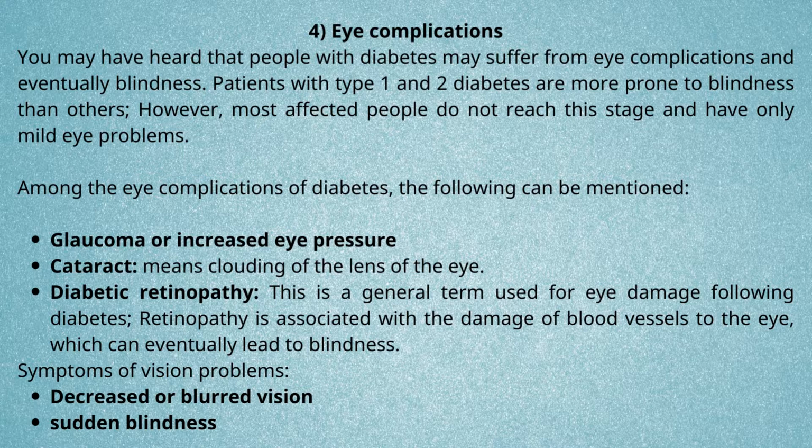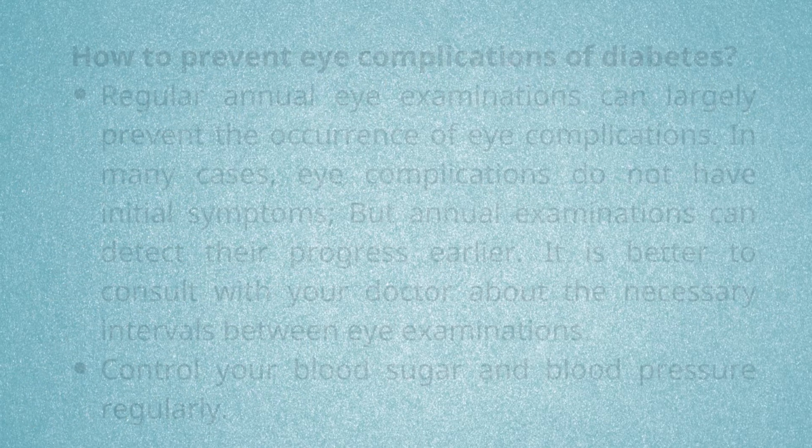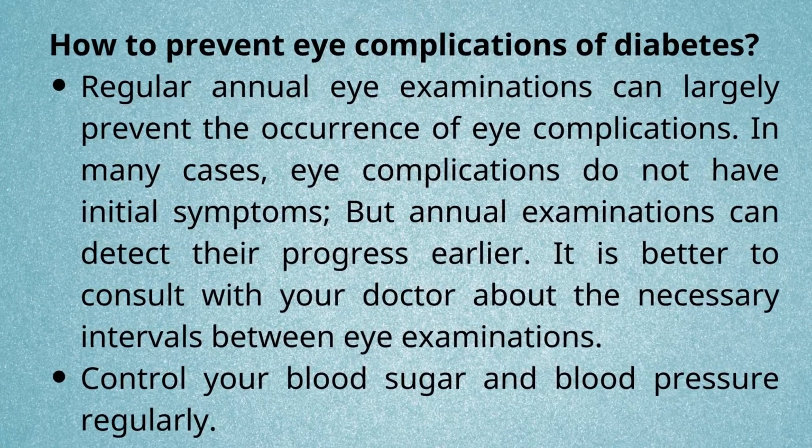Glaucoma, or increased eye pressure. Cataract means clouding of the lens of the eye. Diabetic retinopathy. This is a general term used for eye damage following diabetes. Retinopathy is associated with the damage of blood vessels to the eye, which can eventually lead to blindness. Symptoms of vision problems: decreased or blurred vision, sudden blindness. How to prevent eye complications of diabetes.